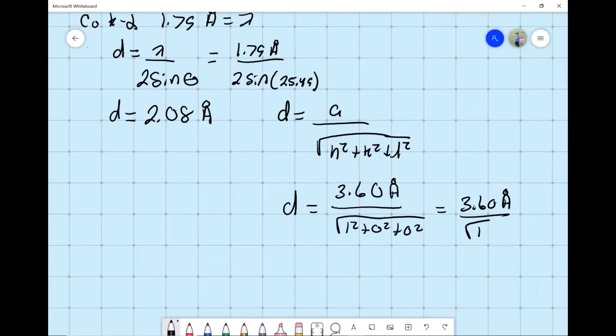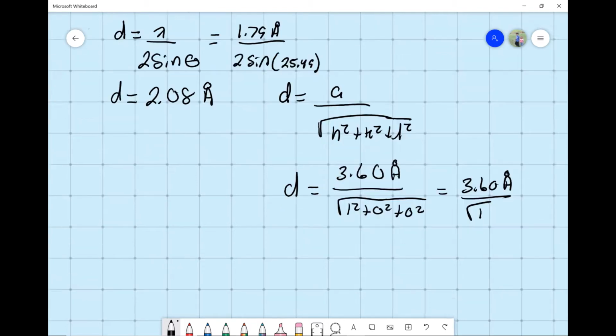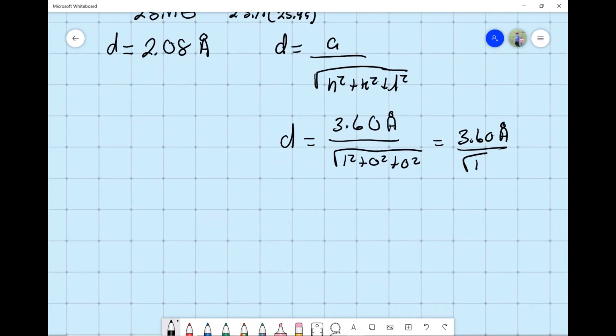One squared is 1. All right, so 3.6 divided by... come on, calculator. 3.6. I'm laughing at myself because I actually punched that in. And yes, I recorded it.